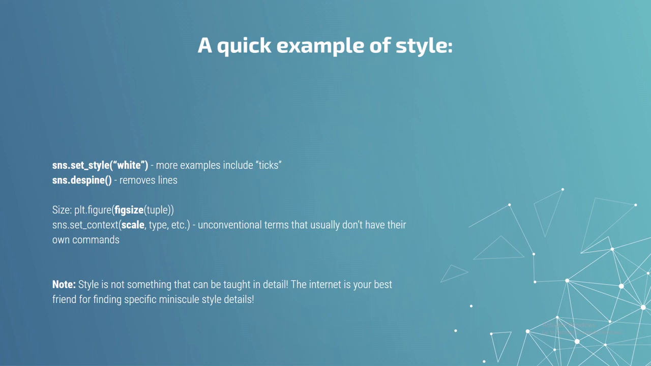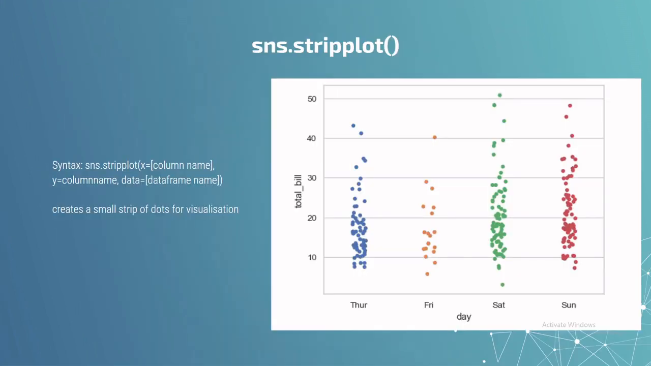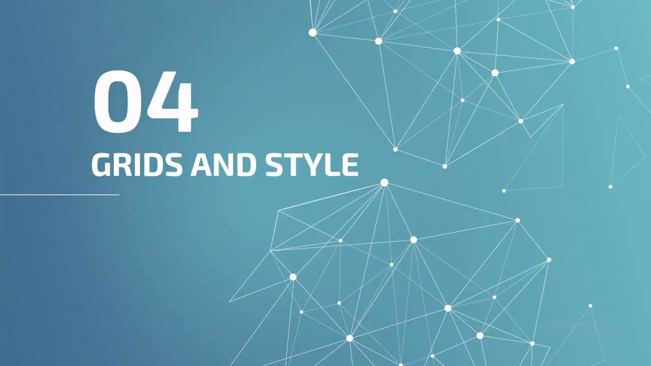But the basics are, there's sns.set_style white. You can also do different colors like red, blue. And some examples of style, you can also put ticks, which changes the tick marks. Next, sns.despine removes the majority of the lines. Take, for example, a graph like this. You can take out all these lines at 10, 20, 30, 40, and 50.